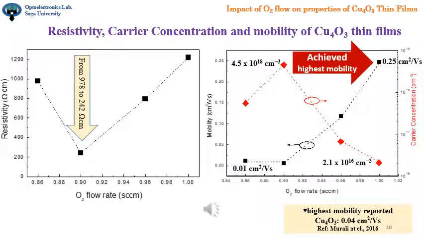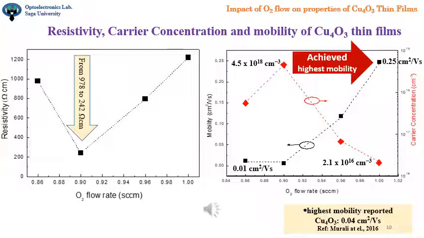In this slide, the resistivity, carrier concentration, and mobility of Cu4O3 thin films are represented. If we look at the resistivity and oxygen flow rate, we will find that the resistivity decreases from 978 to 242 ohm centimeter with a slight increase of oxygen flow rate from 0.86 to 0.90 SCCM. If we look at the Hall concentration, we will find that Hall concentration decreases from 4.5 times 10 to the power 18 to 2 times 10 to the power 16 per cm cubed with increasing oxygen flow rate from 0.90 to 1 SCCM.